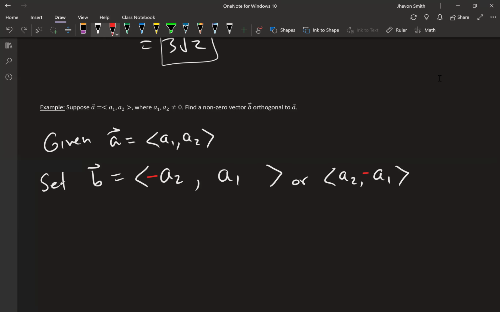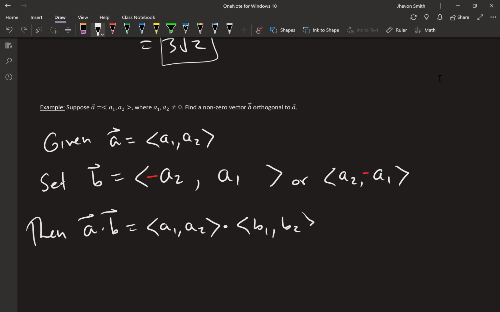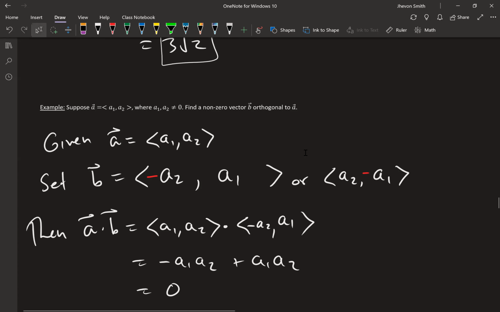What you'll realize here then, if I take A dot B, you would just get A1, A2 dot B1, B2. And in this case, I should put this in, minus A2, A1. So what you'll get here is minus A1, A2 plus A1, A2, and that will always be orthogonal. So for example, if I have the vector 1, comma 2, then I automatically know the vector minus 2, comma 1 is orthogonal, and so on. So that's just a cute little thing.